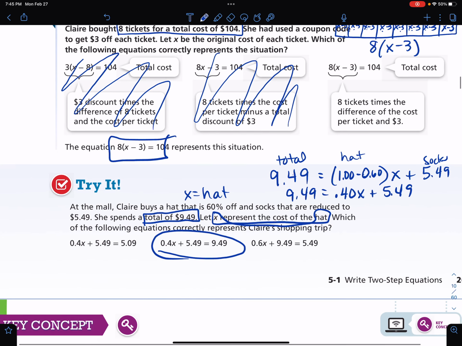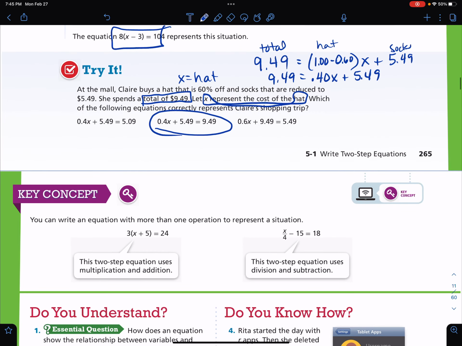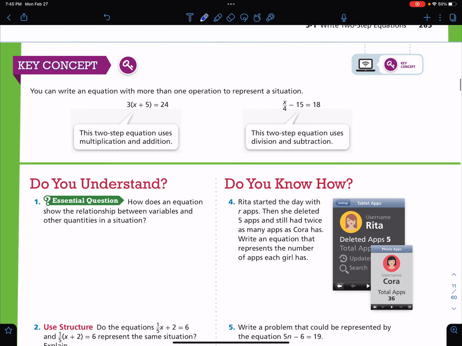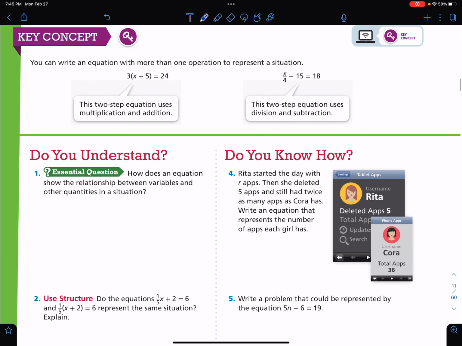All right. Now we're going to get into the key concept. It says you can write an equation with more than one operation to represent a situation. So we should be able to get that. We will come back and do the do you understand, or at least parts of them, in a separate video.